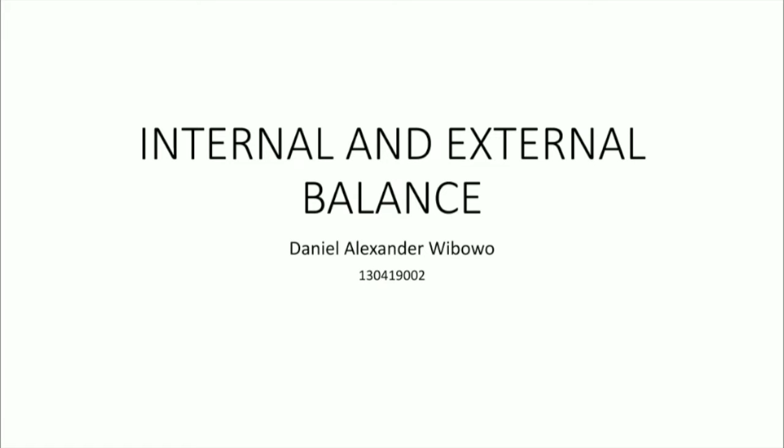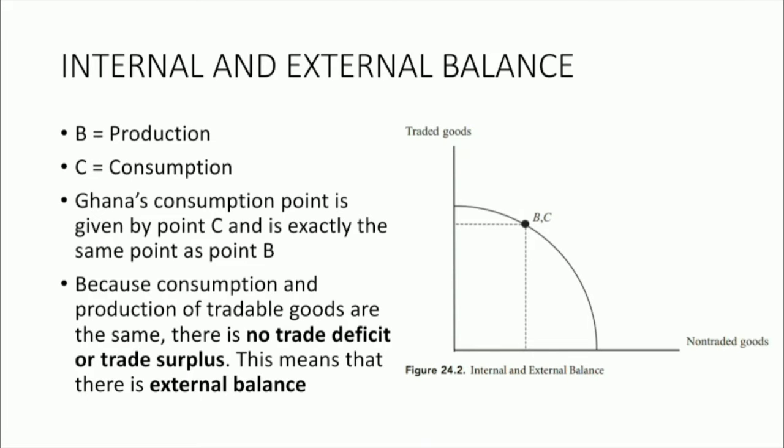Hello everyone, I'm Daniel. I'm going to be explaining about internal and external balance in the case of Ghana. Okay, let's take a look at the figure, which reflects the concept of internal balance and external balance, which are directly relatable to the PPF diagram. So if you focus on the point B, which is the production, the point is on the PPF rather than inside of the PPF. So it means that all of Ghana's resources are efficiently employed. And by that, we can understand that this is internal balance.